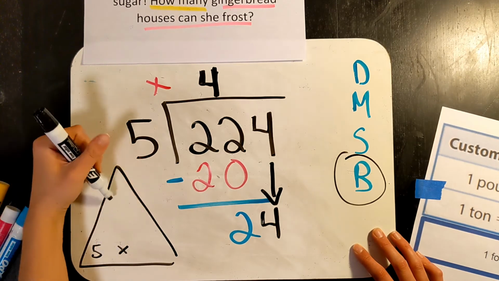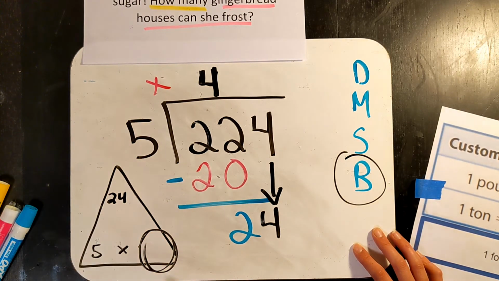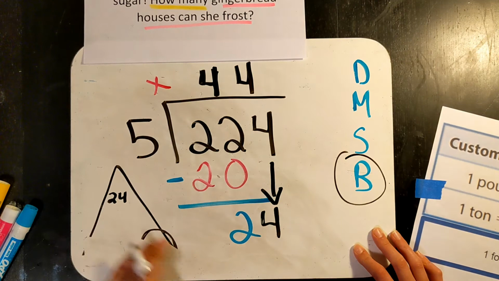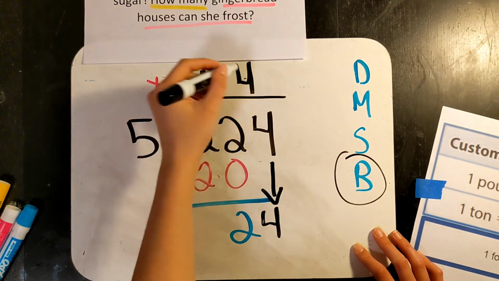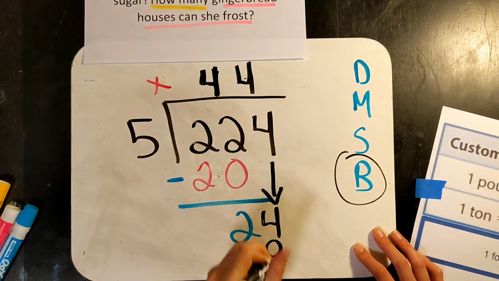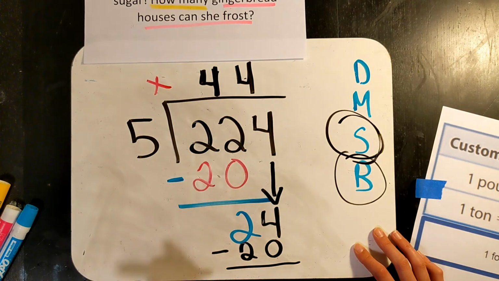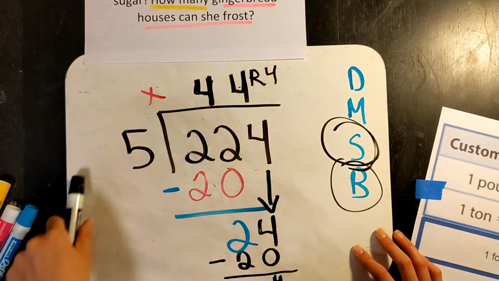5 times something will get you close to 24. 5 times what? We can't hit 24 exactly, but 5 times what gets you close to 24? 4, and we'll put it right up here. What is our next step? Our next step is 4 times 5 equals 20. What's our next step? Subtract 24 minus 20 equals 4. So our answer is 44, remainder 4.